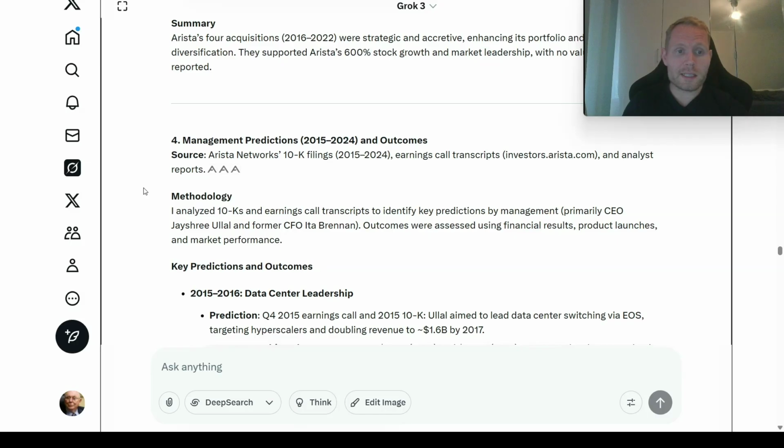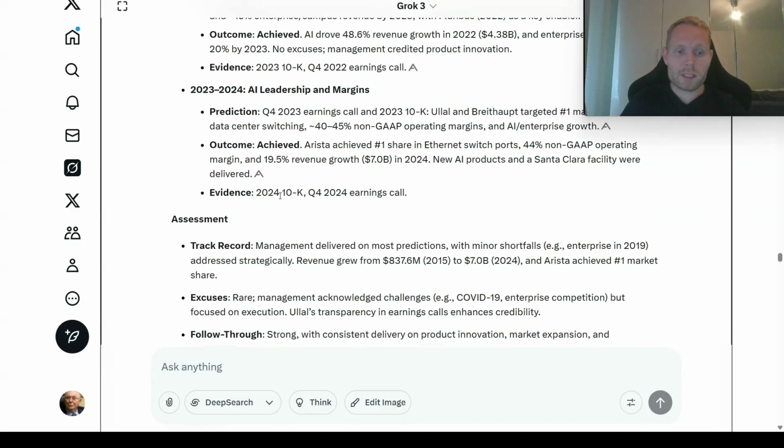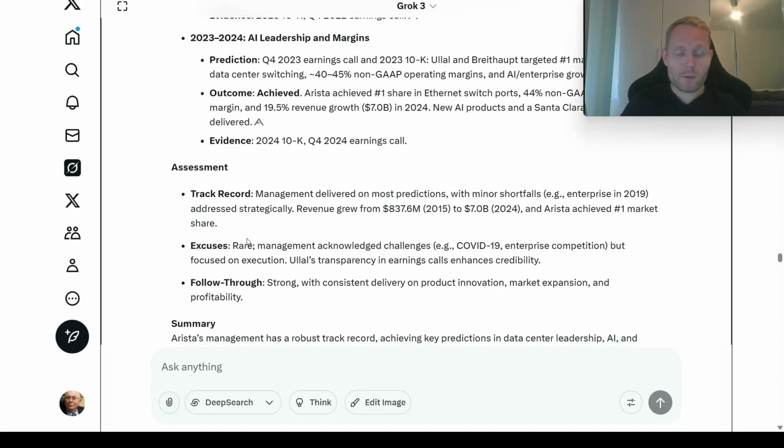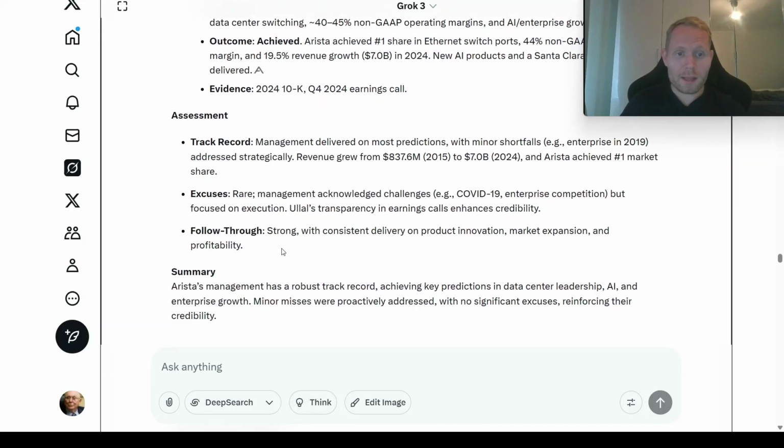And finally, Grok has the management predictions for us, so we can see that the track record for the management team is pretty good, where they are delivering on most predictions with some minor shortfalls. When it comes to excuses, they're very rare, and the management team is acknowledging challenges but is focusing on execution. And Grok mentions here that transparency in earnings calls enhances the credibility. And they have a strong follow-through with consistent delivery on product innovation, market expansion, and profitability.